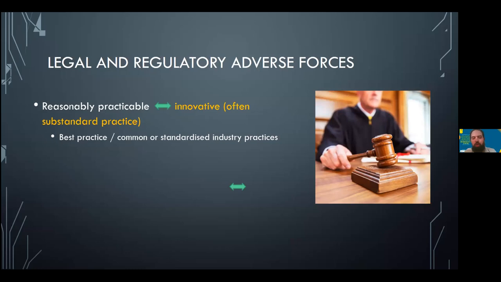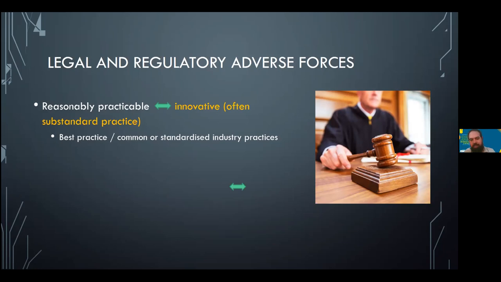So if you have an accident and you go to the court, and the judge asks you what kind of practices you have been using, and you say that you're using a practice that is not common in the industry, you are in trouble, because it means that you are not doing what is reasonably practicable. And this goes opposite to what Safety 2 is about. Safety 2 is about going off standard, innovating things that are not necessarily in agreement with best practices in the industry.